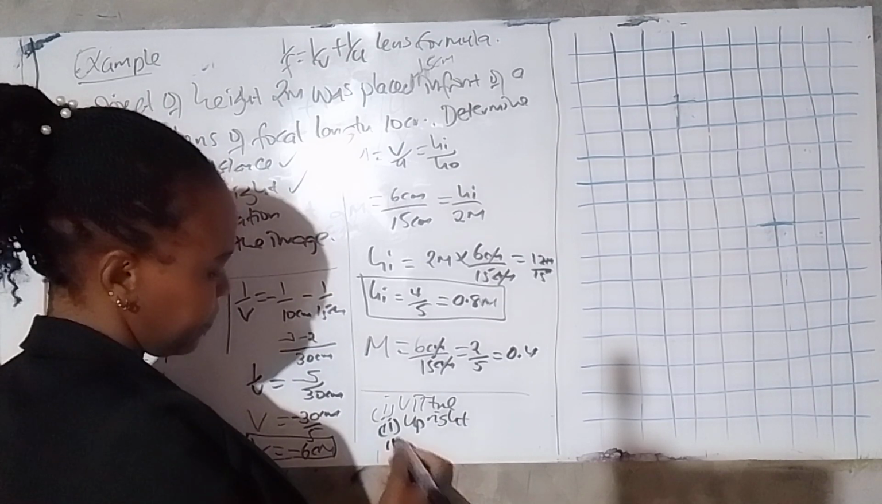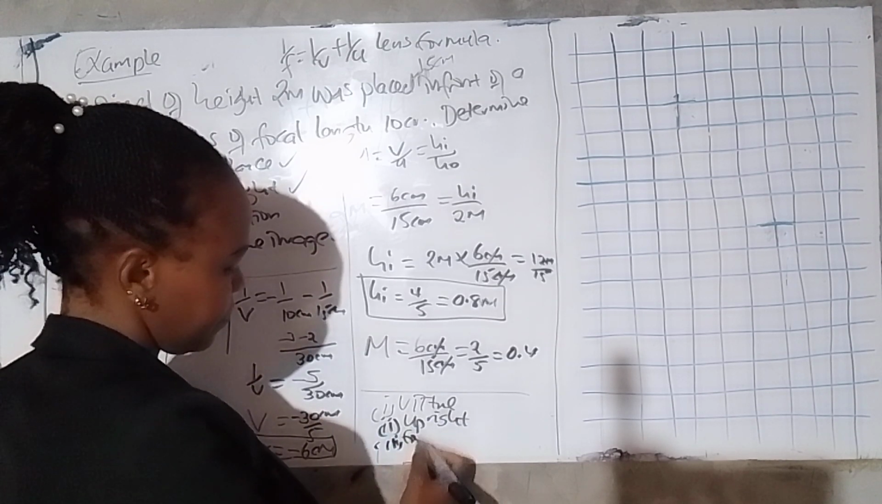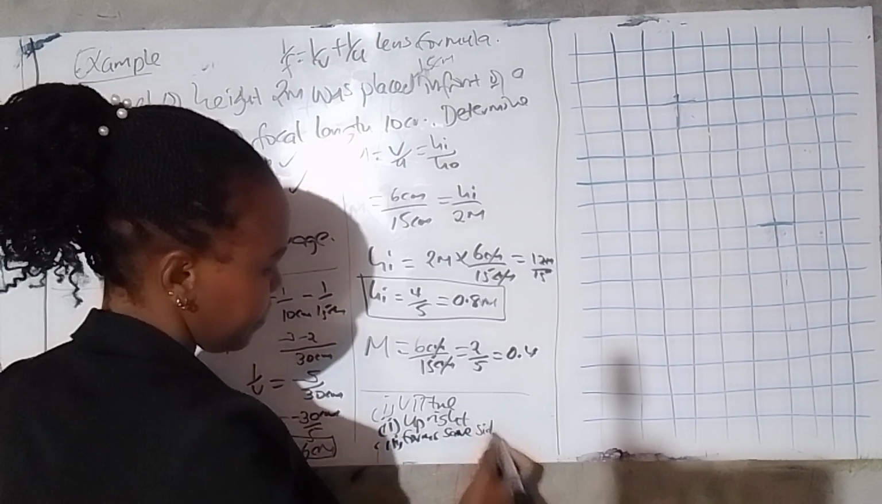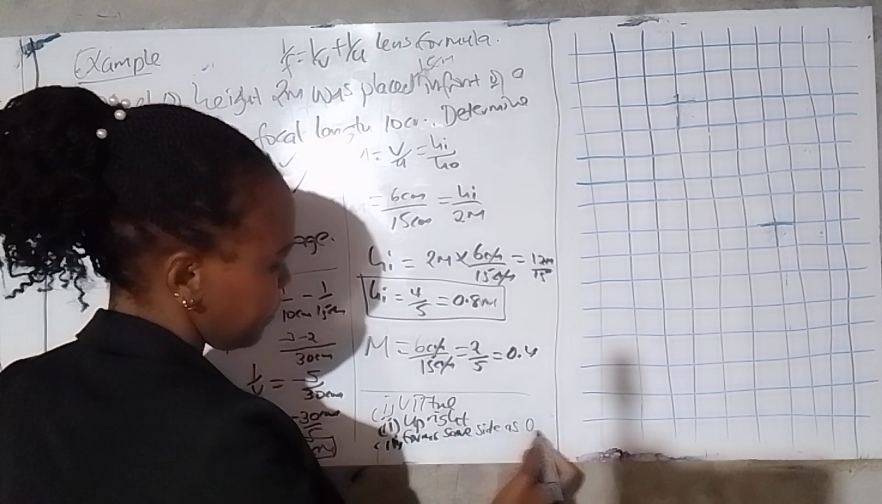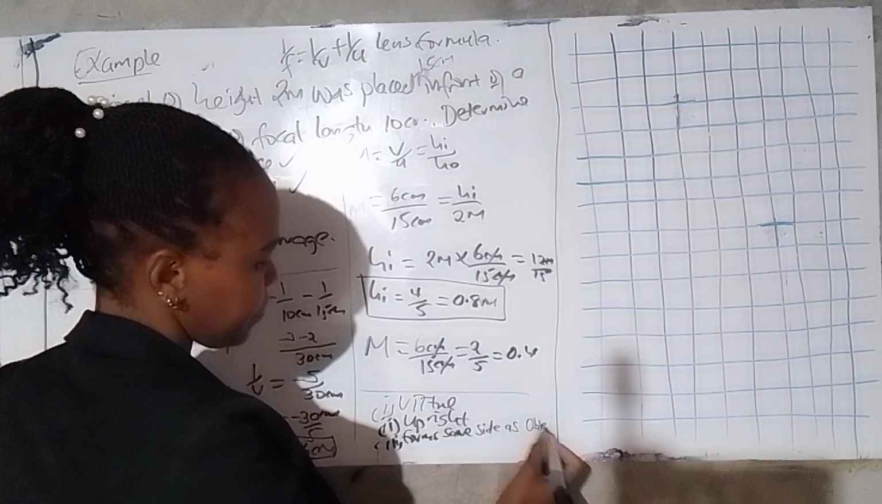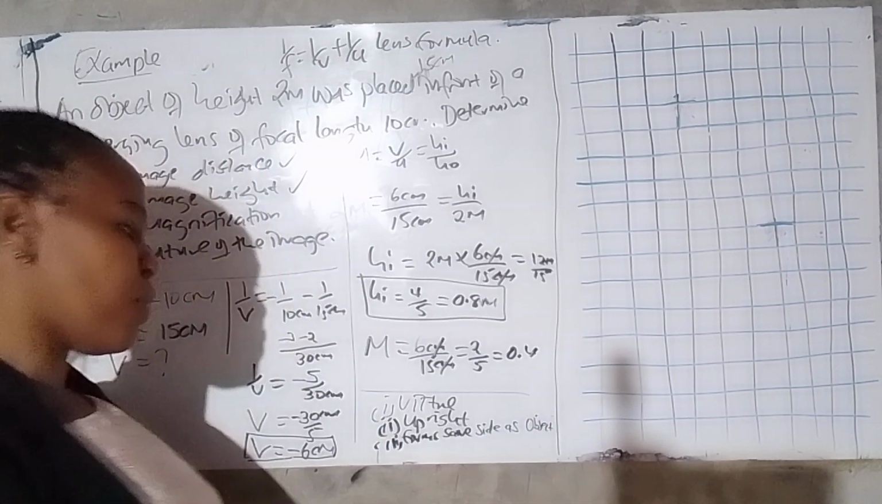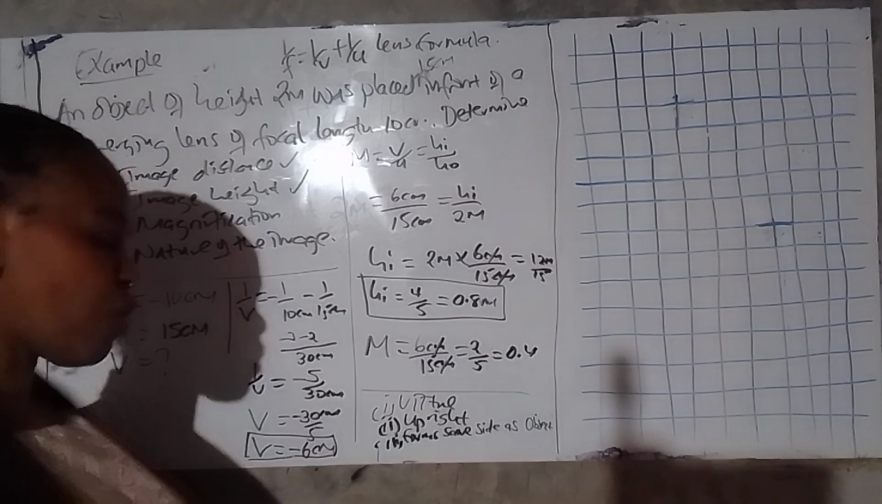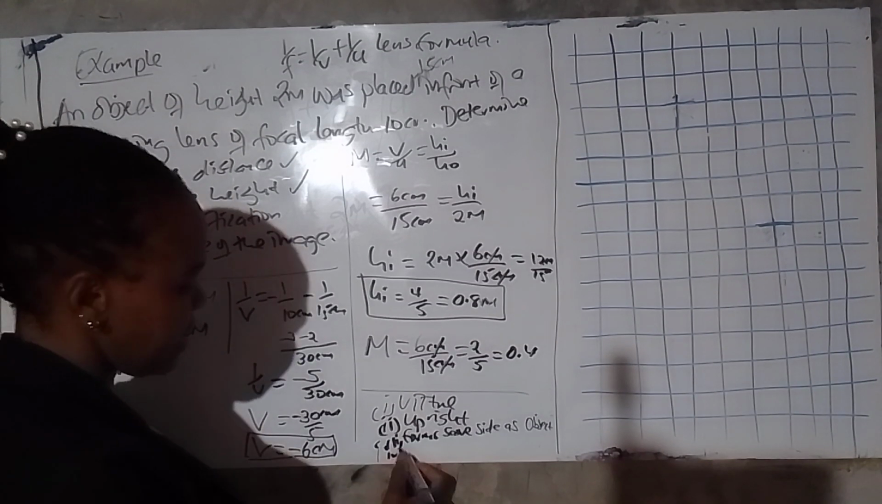3, it forms on the same side as the object. So those are some of the characteristics of that image: upright, it is virtual, forms on the same side as the object, and it is diminished.